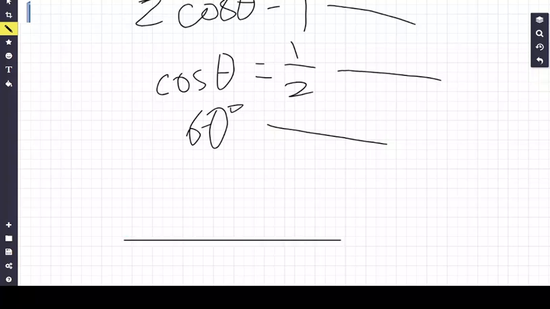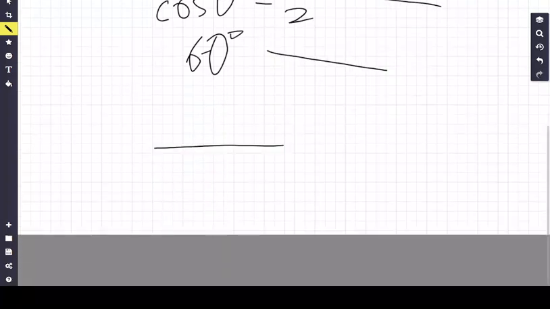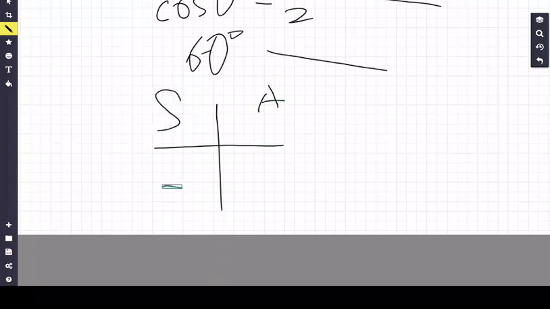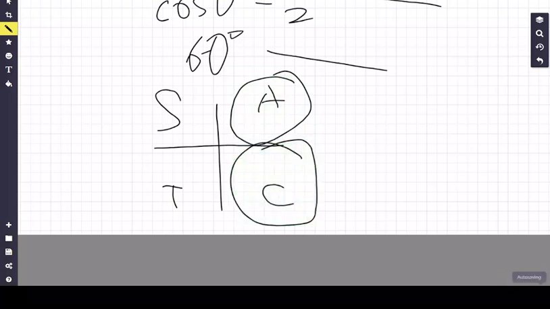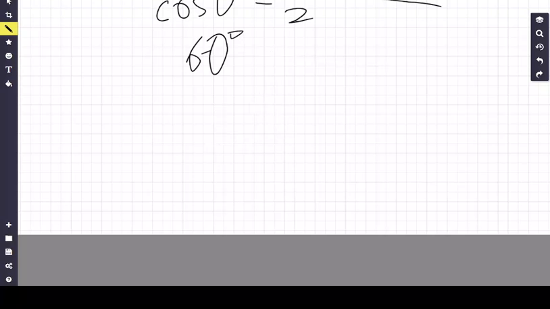If it is, let's use the CAST rule, otherwise known as the "All Students Take Calculus." So we see 60 falls in here, where everything is positive, so it makes sense. The other one for cosine to be positive has to be here. So how do we get to that? Well, I think many of us already have an answer. If we have a 60 here, we just simply have to do this. So that's negative 60. And then obviously, this is going to be 300. So our final answer is 60 degrees and 300 degrees.